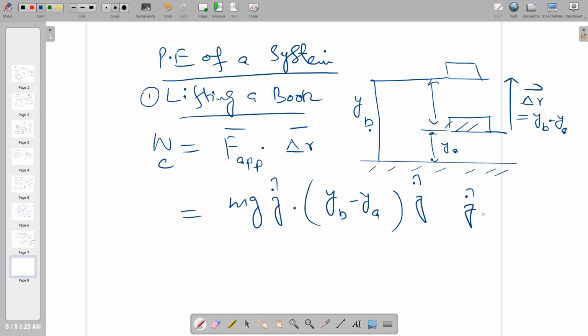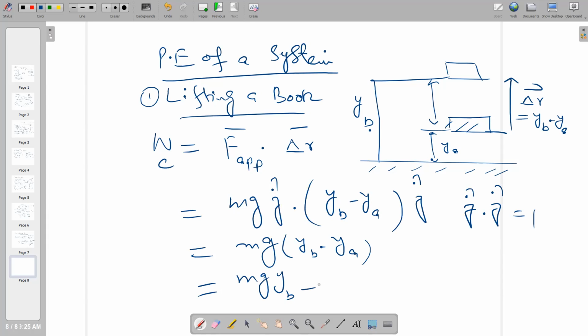So j dot j is equal to 1. So you can write this equation: mg into YB minus YA. This is the external force we are applying. And this is equal to mg YB minus mg YA. So this is our equation, and this is equal to the change in potential energy. Delta U is the change in potential energy. We represent potential energy here in terms of U.